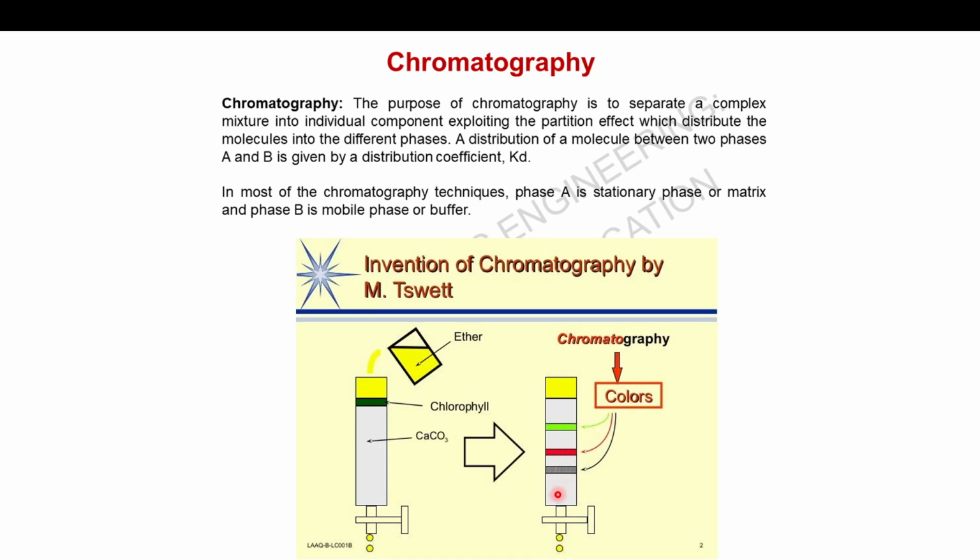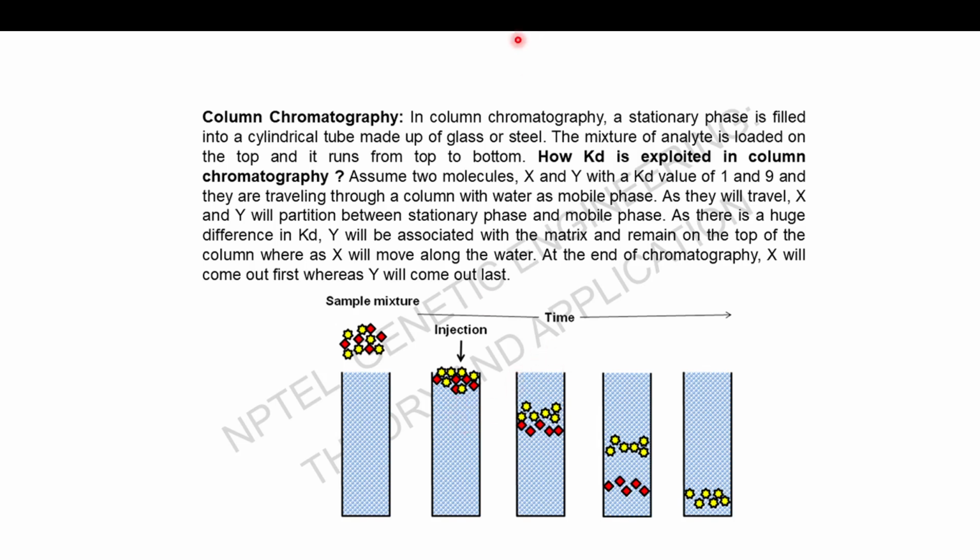But out of these pigments, suppose this gray one has moved the farthest. Then this gray one is more soluble in this particular solvent as compared to the red one, and the least soluble is the green one, right? Also, the matrix will play a role. Suppose in the mobile phase, this red one is coming out first, towards the very bottom. So this is more soluble in the mobile phase, whereas these yellow ones are comparatively less soluble.